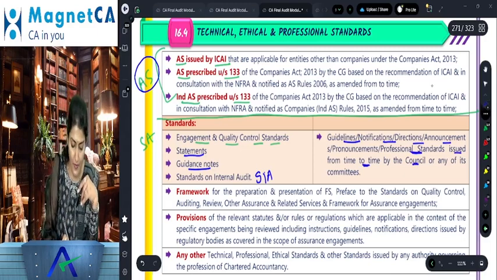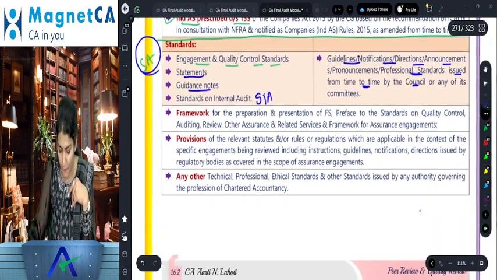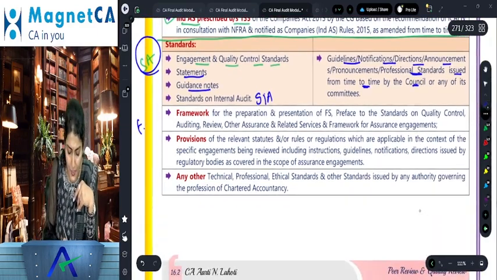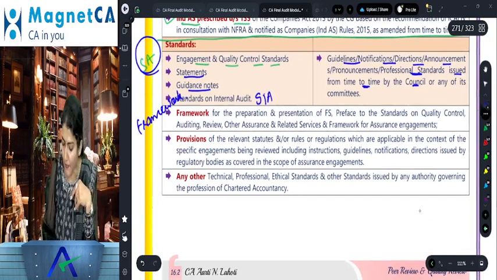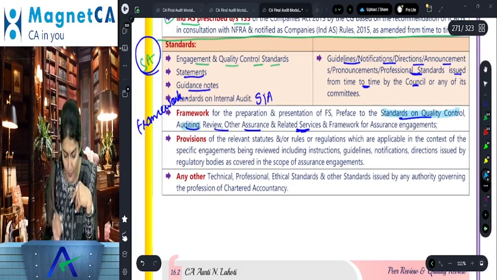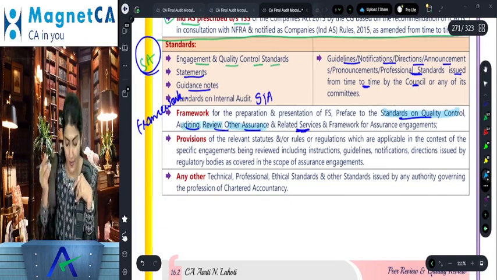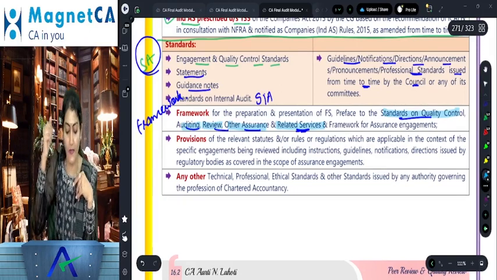So one is AS, second is SA. Then after that you have the framework for the preparation and presentation of the financial statements, and also the framework for the SQC, audit, review, other assurance and related services. Are you able to correlate these words now? SQC, auditing, SA, review, SRE, other assurance, SAE, and related services, SRS.